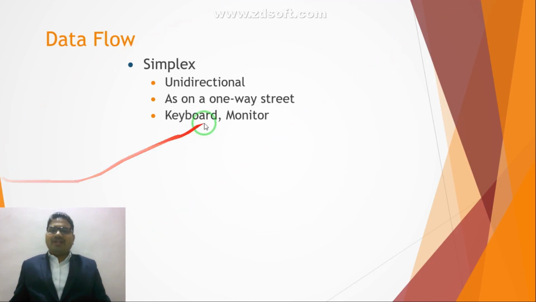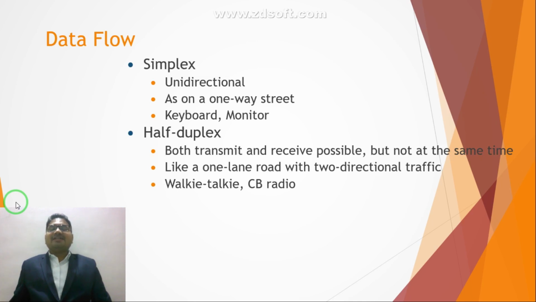So let's see in brief. Simplex means unidirectional communication. As I already told, it is a one-way street. Like your keyboard and monitors, your mouse, these are examples of simplex communication. Next, it is half duplex communication. They can both transmit and receive, but not at the same time, like a one lane road with two directional traffic. At a time, if a car is passing in one direction, then other traffic or cars should wait. Similarly, examples are your walkie-talkie or citizen band radios.